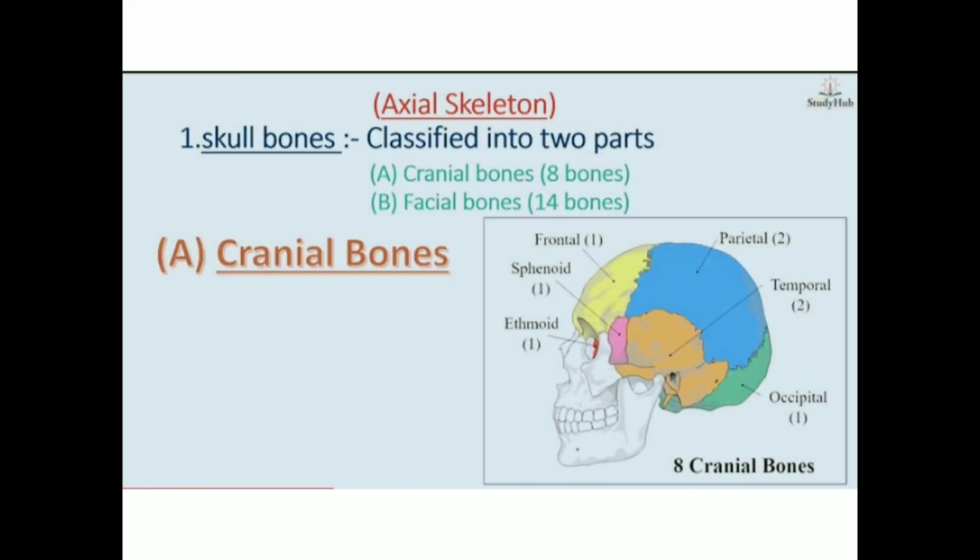The axial skeleton's first part, the skull bones, is classified into two parts: the cranial bones and the facial bones. The cranial bones number 8 and the facial bones 14. In this graph you can see the cranial bones: frontal, sphenoid, ethmoid, parietal, temporal, and occipital. Those are the 8 cranial bones.